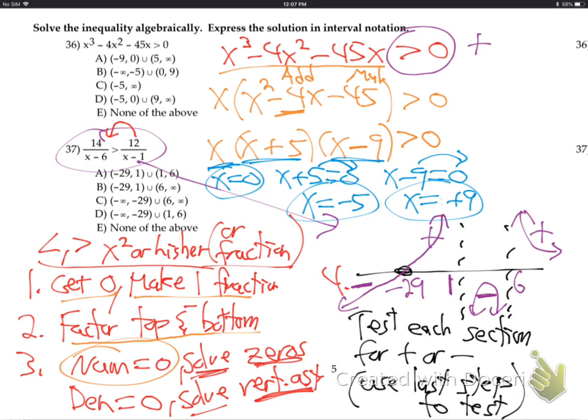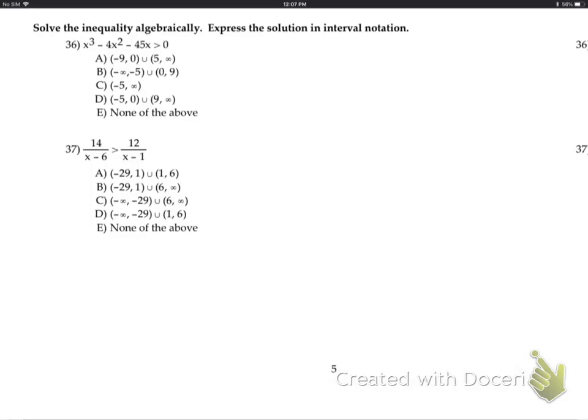So this is what you got to remember for the greater than, less than ones. You got to get a 0, factor, set each part equal to 0, and then go to the number line. So I'm going to take those 3 to the number line now. 0, negative 5, and positive 9. Let's do that. So to the number line we go.